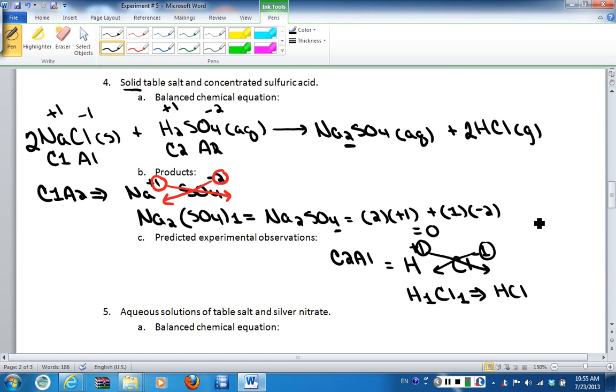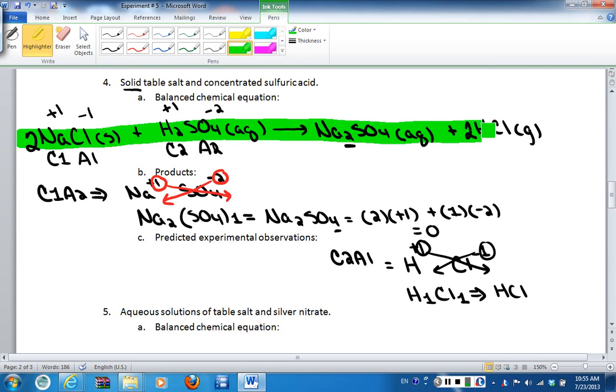So as of right now, sodium is balanced, as is the chlorine. If we check, we have 1 sulfur, we have 4 oxygens on each side, so those are both balanced. The last thing we should check is the hydrogens, and there are 2 on each side. So we now have our balanced chemical equation, where we have solid table salt reacting with sulfuric acid, which forms sodium sulfate and hydrochloric gas.